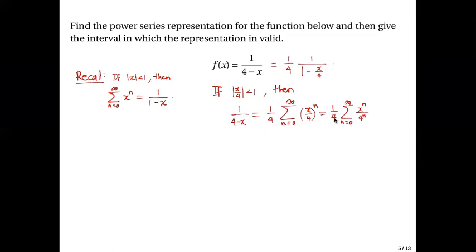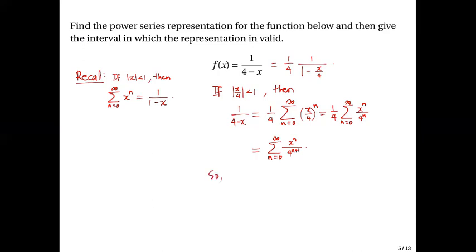And since here 4 is independent of n, we can put it inside the series so that this 1 over 4 minus x can be written as sum from n equals 0 to plus infinity of x to the n over 4 raised to n plus 1. And take note, we have this assumption: absolute value of x over 4 is less than 1. So this power series representation is valid in this interval.